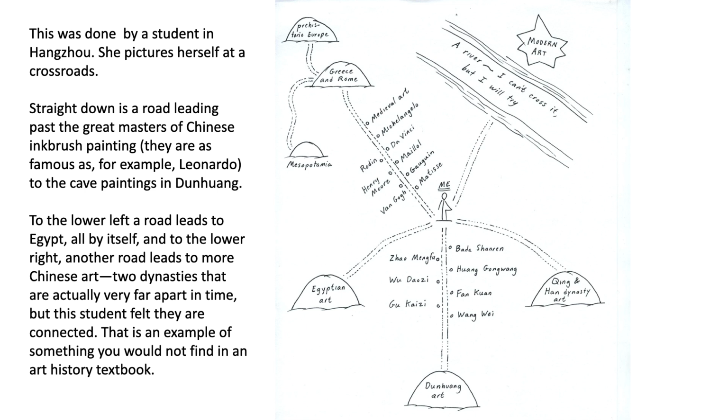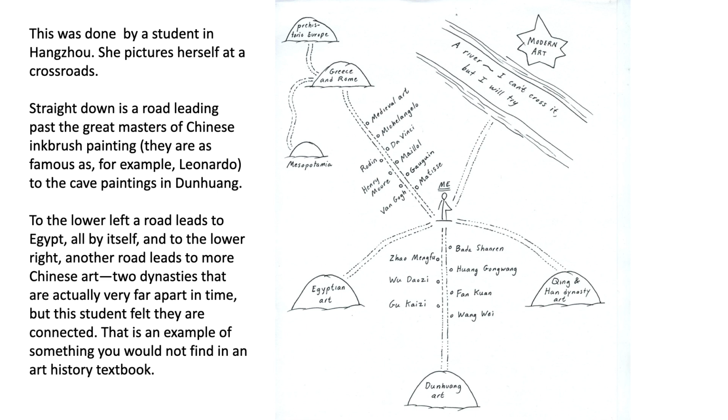So here's a drawing that was done by a student in Hangzhou. When I was visiting the academy in Hangzhou, I did this exercise as well. She pictures herself in the middle there at a crossroads. Straight down to the bottom, a road leads past great masters of Chinese ink brush painting. Those figures are as famous in China as, say, Leonardo is in the West. And that road ends at Dunhuang, a site in China that has cave paintings in it. So in her mind, ink brush painting leads back to cave painting. To the lower left, there's a road that leads down to Egyptian art all by itself in her mind. And to the lower right, there's another road that leads to more Chinese art.